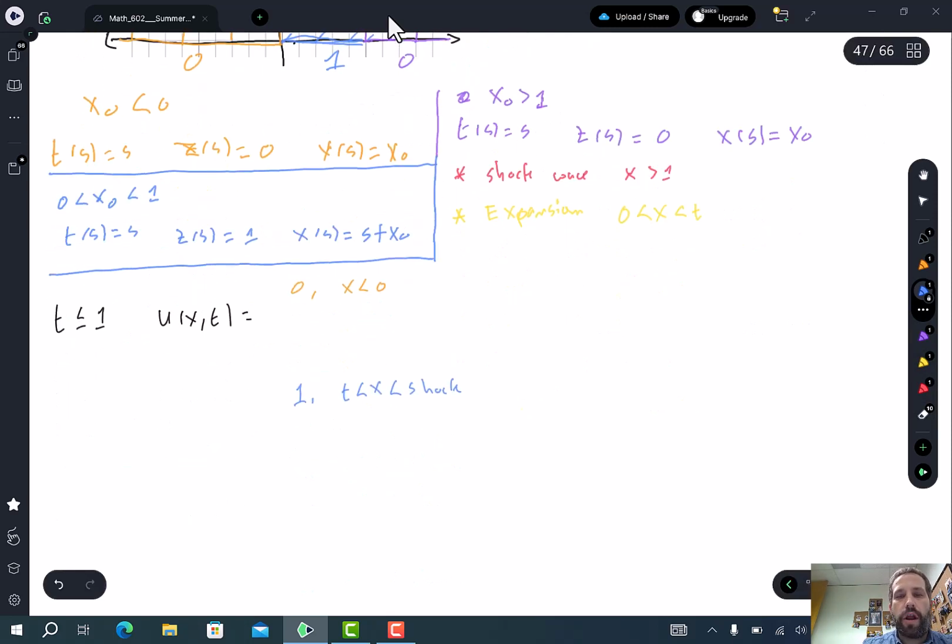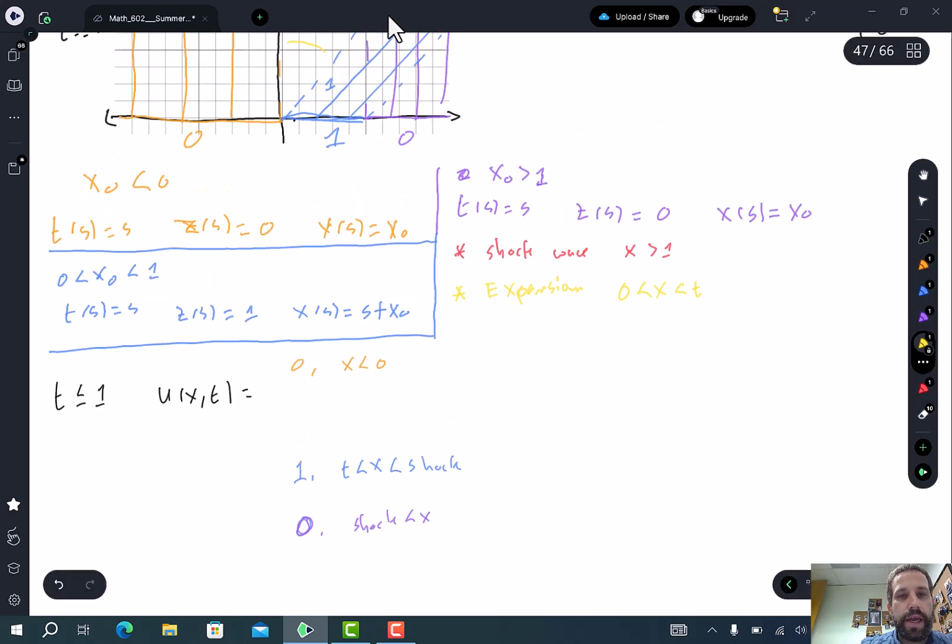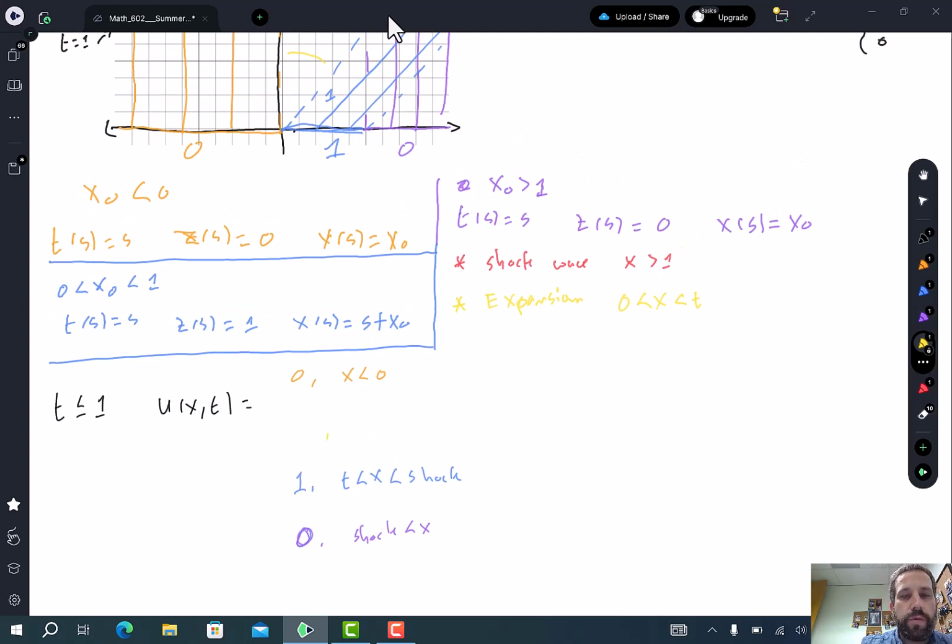Okay, and by later I mean just a moment. The solution is going to be 0 when x is bigger than the shock. And so what's going to happen here? Well, this is going to be when we have 0 less than x less than t. This is going to be our expansion.